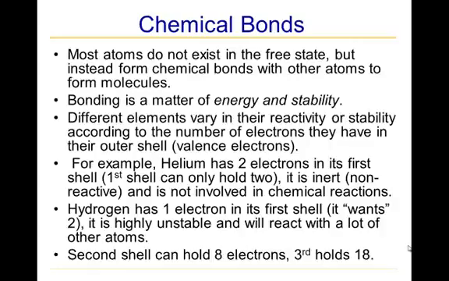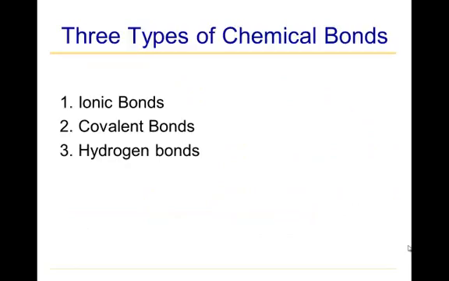You will recall the first shell holds 2 electrons, the second shell holds 8 electrons, the third shell holds 18 electrons. There are, in fact, 3 basic types of chemical bonds: ionic bonds, covalent bonds, and hydrogen bonds, and we'll discuss each of them in turn.